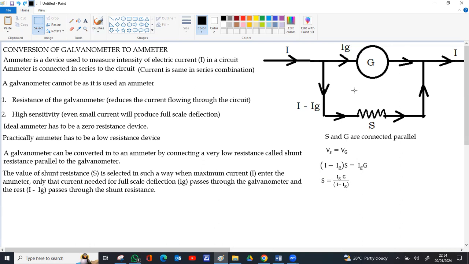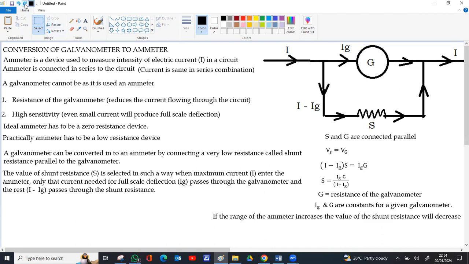Ig and G are constant for a given galvanometer. The maximum current which can produce full scale deflection and the resistance of the galvanometer both remain constant. So when I increases, the denominator increases, and the shunt resistance will decrease. Like as we told, for 100 ampere, this has to be a very low resistance. G represents the resistance of the galvanometer. Now these two together become an ammeter.